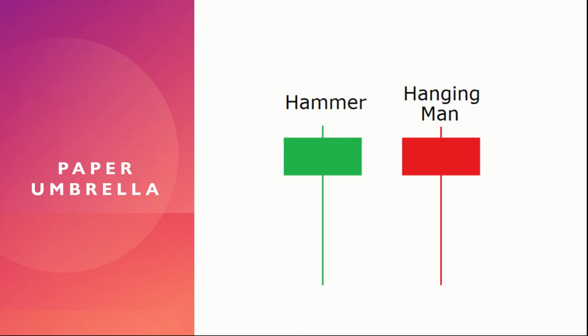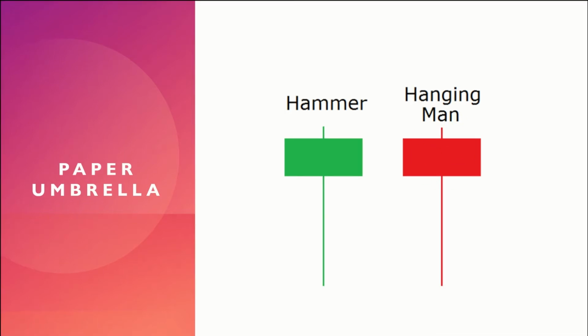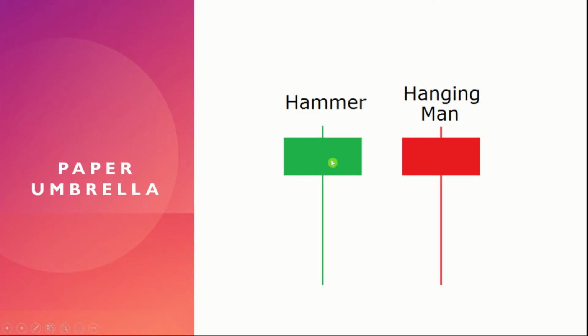To clarify this, the paper umbrella that appears at the end of a downtrend is called the hammer, this one. And the paper umbrella that appears at the top of an uptrend is called a hanging man, or this one. There is also a golden rule that says the tail of the candle must be double or more than the body of the candle to qualify as a paper umbrella. Similarly, in the hanging man as well, the tail must be double or more of the real body to qualify it as a hanging man paper umbrella candlestick pattern.